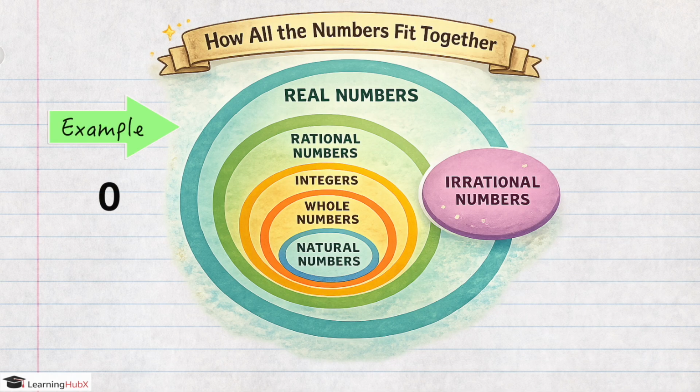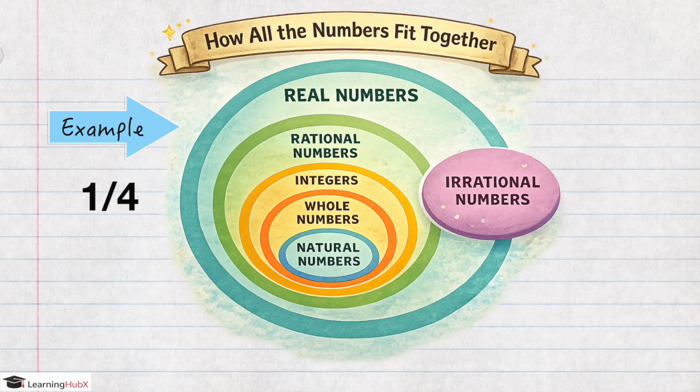Let's look at 0. 0 is a whole number. It's also an integer, a rational number, and a real number. The number 3 is a natural number because we use it to count. It is also a whole number. It is an integer. It is a rational number because we can write it as a fraction. Because of all of that, it is also a real number.